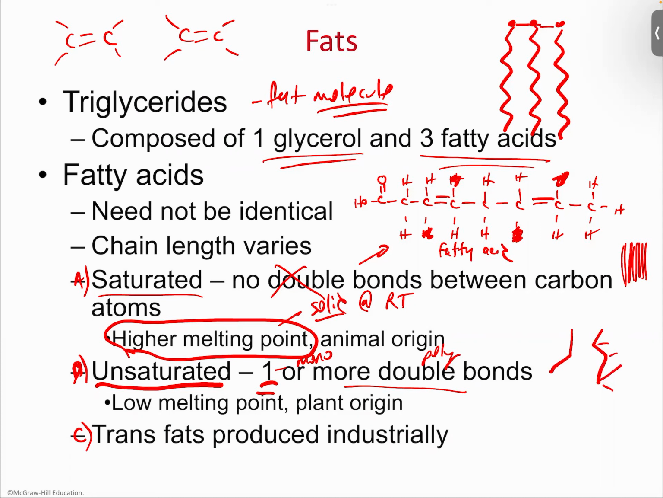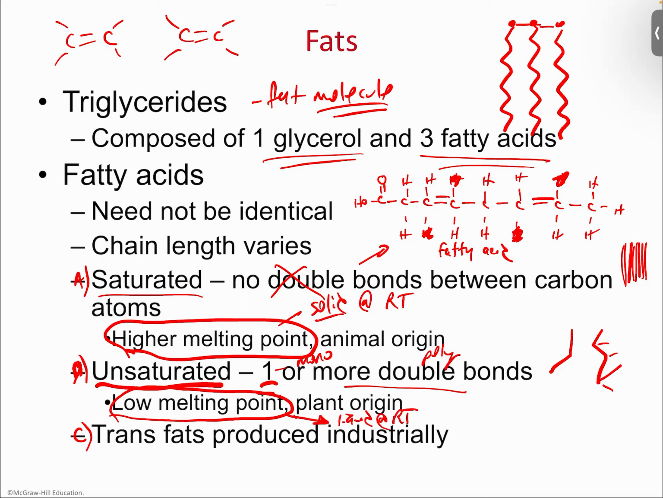So what are the consequences of this? Well, these don't pack together quite as tightly. And because of that, the melting point of an unsaturated fat is fairly low. So at room temperature, what state is it in? It's a liquid. And it's typically of plant origin.